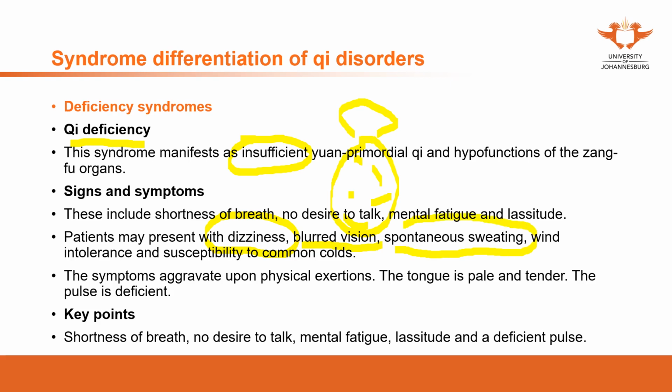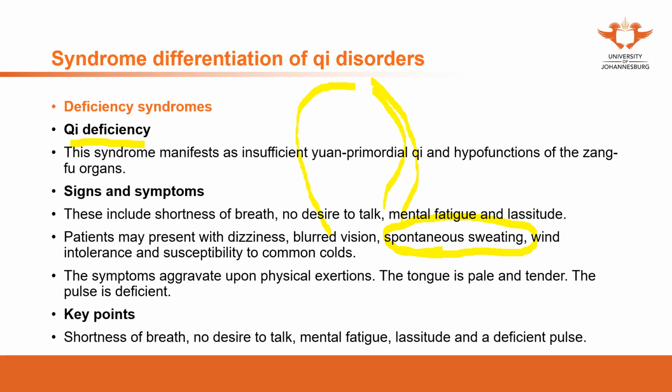Spontaneous sweating. Why will the patient have spontaneous sweating? That's because of the confining function of Qi. Qi is supposed to stay at a superficial level of the body to control the body fluid at a superficial level. Now we don't have enough Qi. The Qi deficiency will cause loss of body fluid, spontaneous sweating. Wind intolerance and common colds are because of the function of defensive Qi.